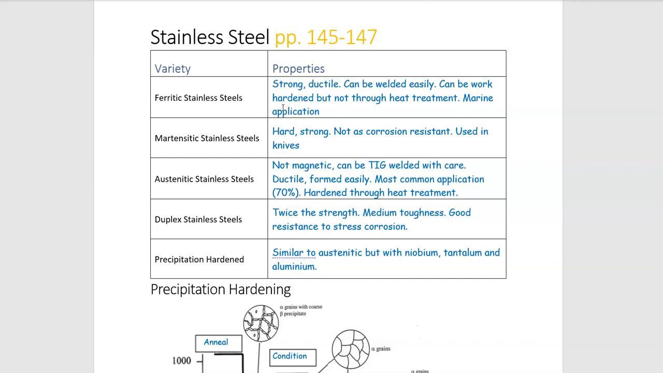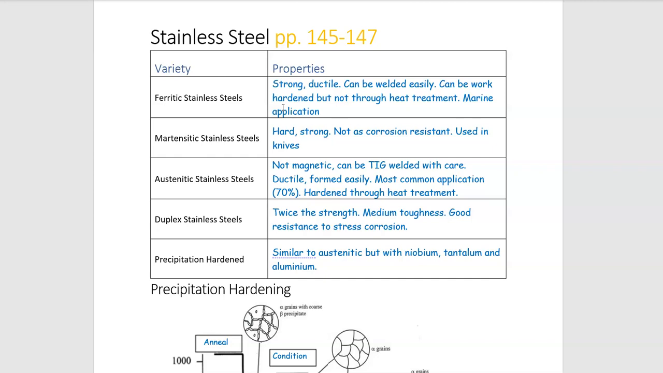Ferritic stainless steels are strong and ductile. They can be welded, and they're good for marine applications. Martensitic are not as strong and not as corrosion resistant. They're used in knives. Austenitic stainless steels are not magnetic. This is how you can have stainless steel implants in your body, and they're not magnetic. They can be TIG welded, but it's not easy. They're ductile and easily formed. It's the most common stainless steel.